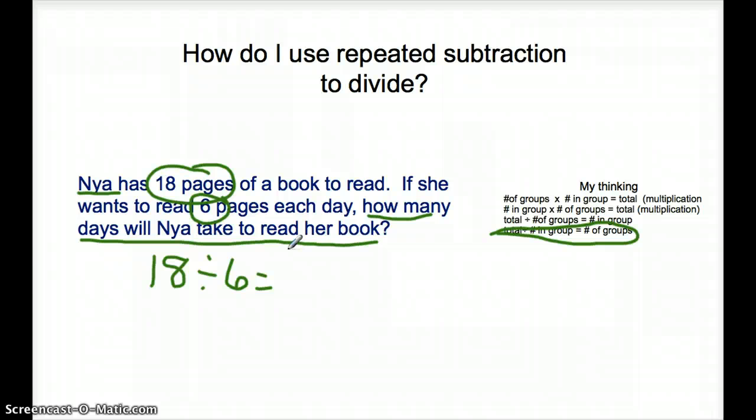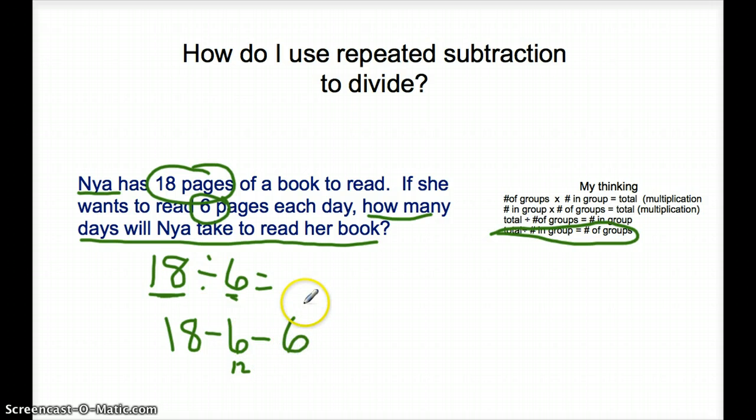So now that I know 18 divided by 6, I can pick my strategy, and I'm going to use repeated subtraction. When I use repeated subtraction, I start with my total. So I'm going to start with 18, and I'm going to take away the number in the group. So I'm going to take away 6. I know that 18 minus 6 is 12. So I'm going to take away 6 again. I'm going to keep taking away 6 until I can't take away 6 anymore, because I need to know how many 6's are in 18. If I take away 6 again, I have 6 left. I still can take away 6. If I take away 6 more, I have 0. Now I can't take away any more 6's.